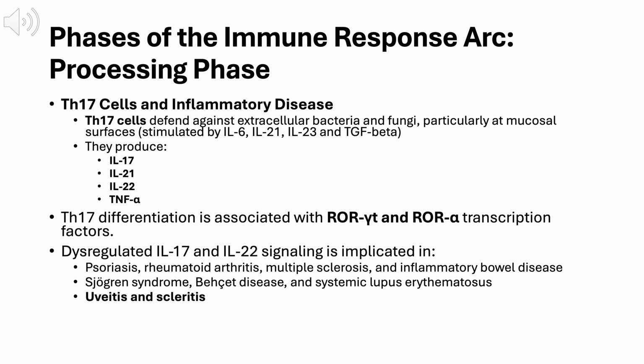Now look at the clinical list because it's striking. Dysregulated IL-17 and IL-22 signaling is implicated in psoriasis, rheumatoid arthritis, multiple sclerosis, and inflammatory bowel disease, in Sjogren's syndrome, Behçet disease, and systemic lupus, and, right in our wheelhouse, in uveitis and scleritis. This is why the Th17 axis has become such a prominent therapeutic target. When you hear about IL-17 or IL-23 pathway inhibitors in inflammatory disease, this is the biology they're aimed at. Th17 is where a great deal of modern immunomodulatory therapy is now focused.